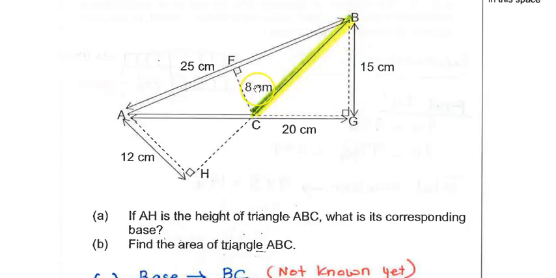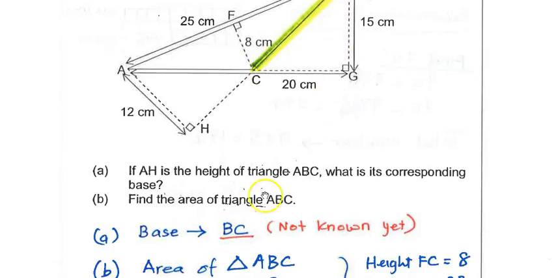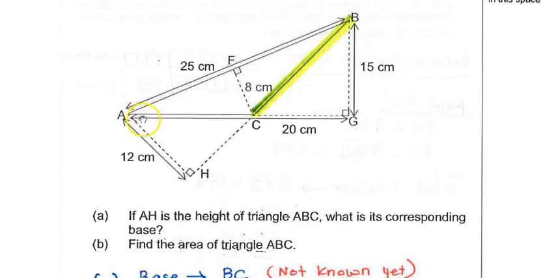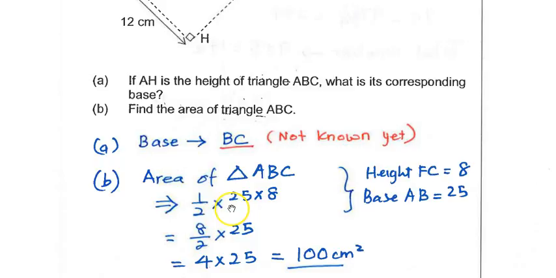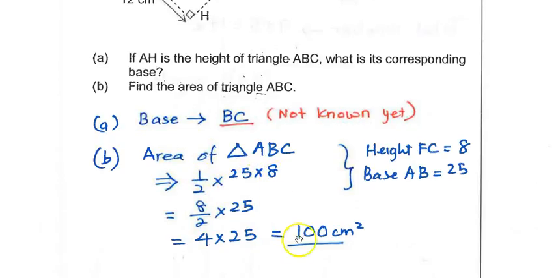Now this 8 over here is the height, right? BC is the base, right? But the height is 8 here, so there's no measurement here. All you have to do is state that the base is BC. Now next is find area of triangle ABC. The height is 8, the base is 25, right? So you take half times 25 times 8, you should get the answer as 100 cm squared.